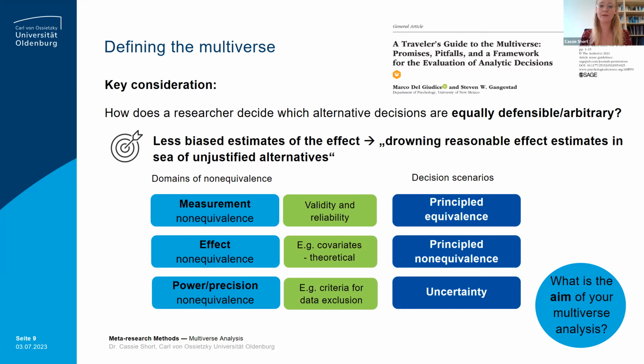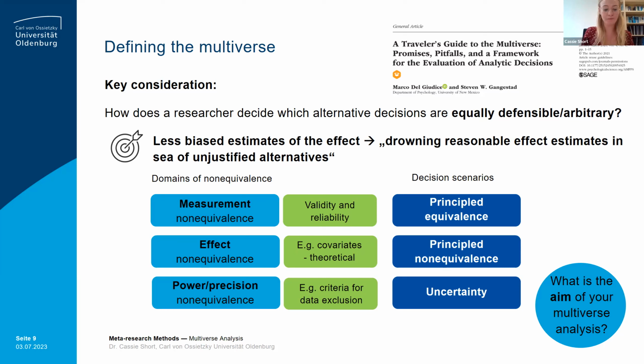So they're really arguing that you should consider whether a decision, or multiple decisions, are arbitrary. Are they equally defensible, or can you really say one is more justified than the other, in which case it might not be appropriate for your multiverse. Quickly, because I want to get onto the paper, they give 3 examples of different domains of non-equivalence, and this can be measurement non-equivalence. You can have single or multiple indicators of a measure, each bringing its own error, so each is an imperfect measurement.